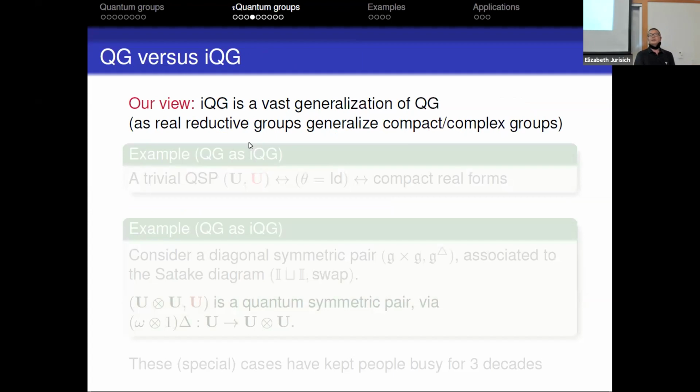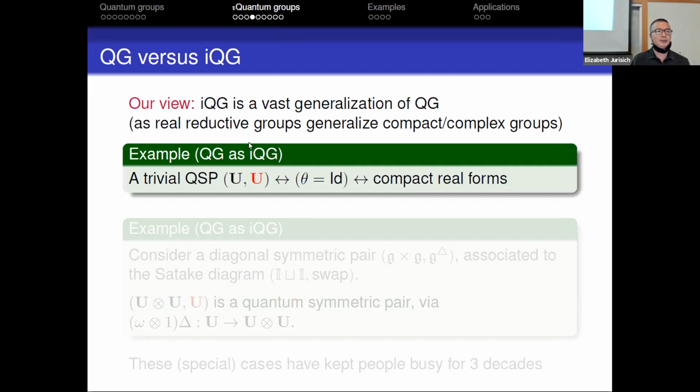Nowadays, we take the view that the iQuantum group is a far-reaching generalization of the quantum group, just like the usual real reductive group is a generalization of a compact Lie group, if you like. The real group you can also embed into a complex Lie group, so in that sense you can define a subgroup. This analogy is fairly similar.